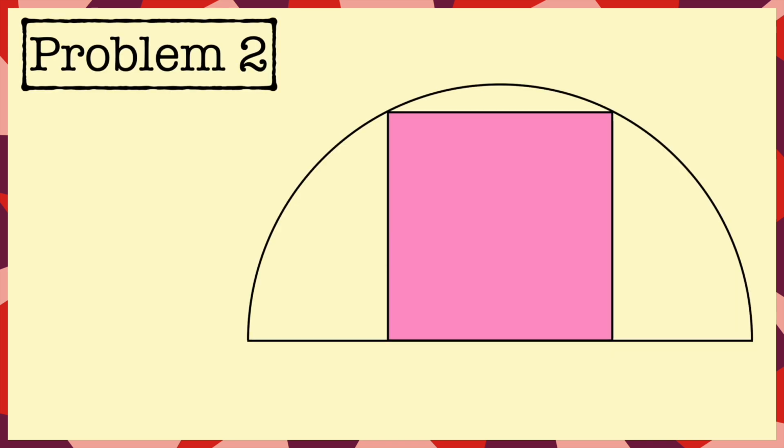Now, to make it a little bit more tricky, our square is inside a semicircle, still with radius 1. So what's the area of the square now? Again, pause the video if you like before I show you the answer.